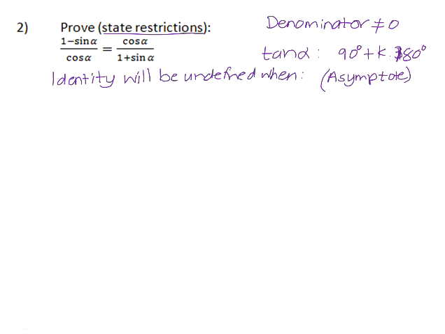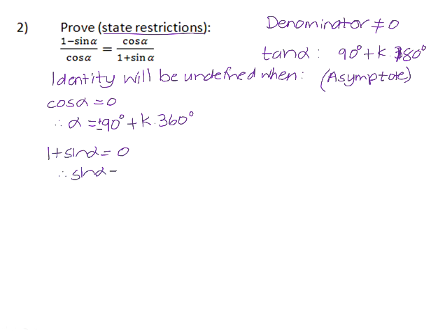And we have two denominators. We have cos alpha. So cos alpha may not be equal to 0. So if we solve that equation for alpha, we will get 90 degrees. It is an equation in cos, so it will be 90 degrees plus k times 360. And it will be plus minus because the general solution for a cos equation is either the positive or the negative option. And 1 plus sine alpha also may not equal 0.